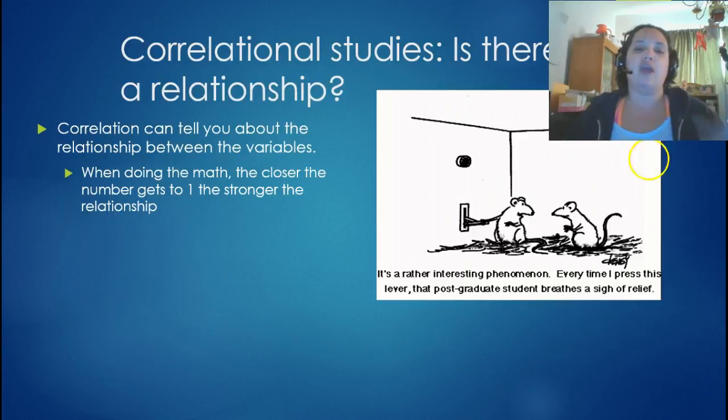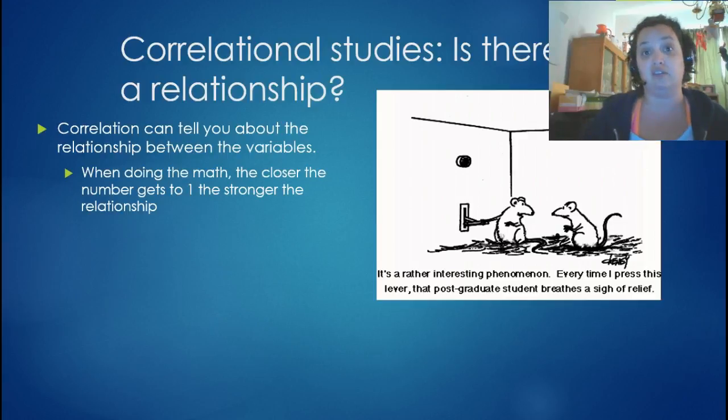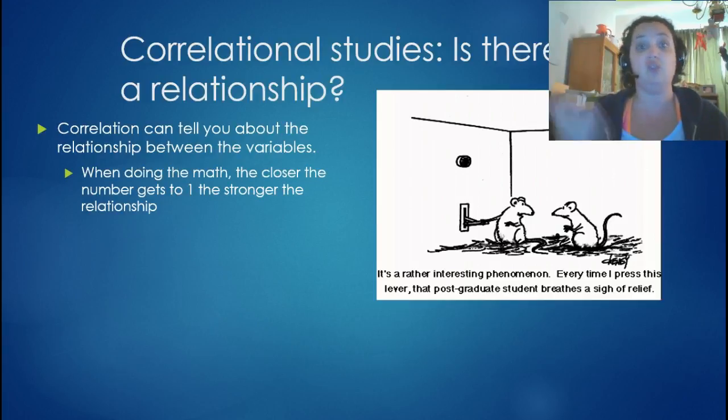When you are trying to figure out if there's a relationship, you have to do math. And you will end up with a number that is a percentage. And percentages, as we know, when written as decimal points, are less than 1 because 1 equals 100%. So the closer the number gets to 1, the stronger the relationship is. So the bigger the number, the stronger the relationship.